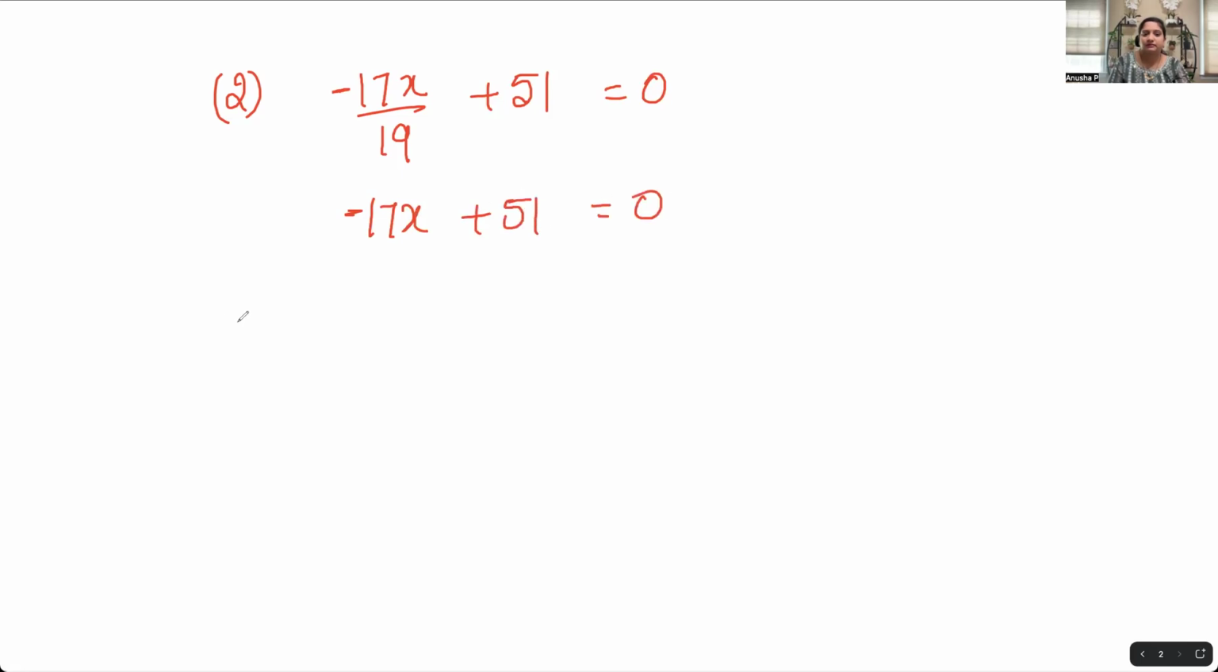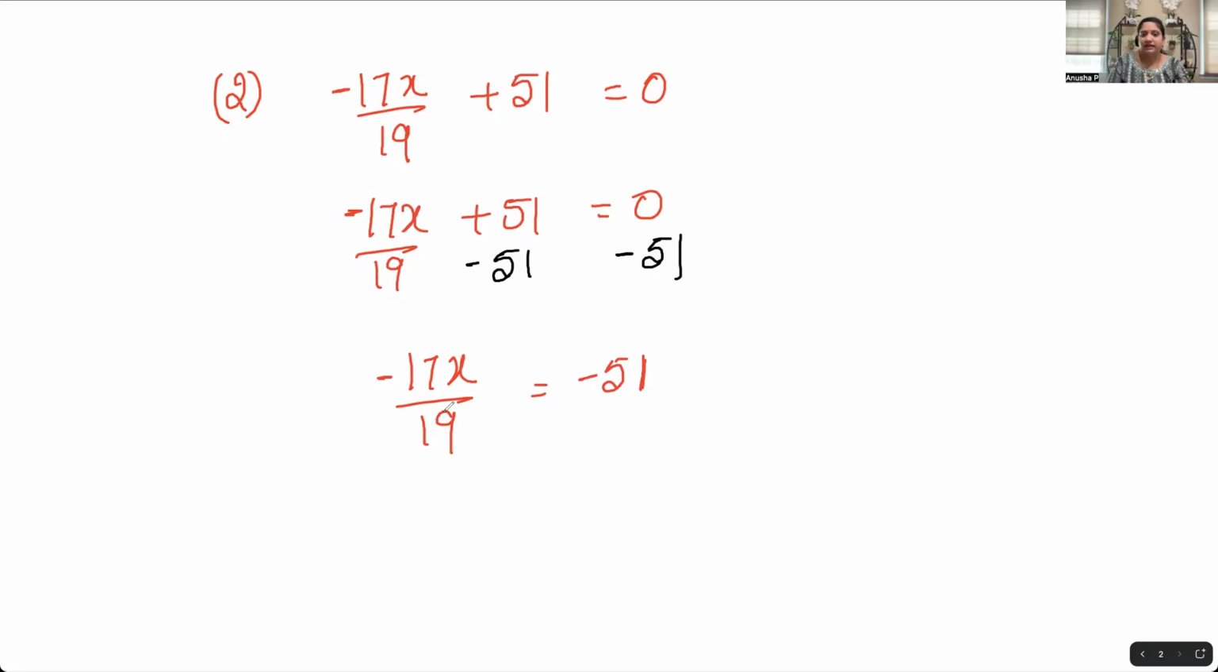The second example: minus 17x over 19 plus 51 equal to 0. First subtract 51 on both the sides. Minus 51 on both the sides. Minus 17x over 19 equal to negative 51.